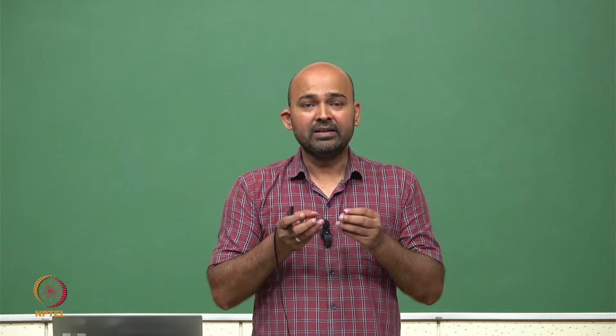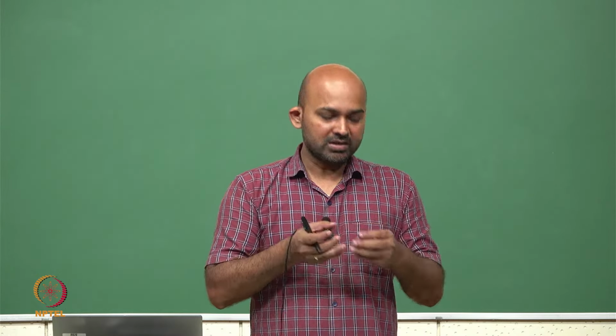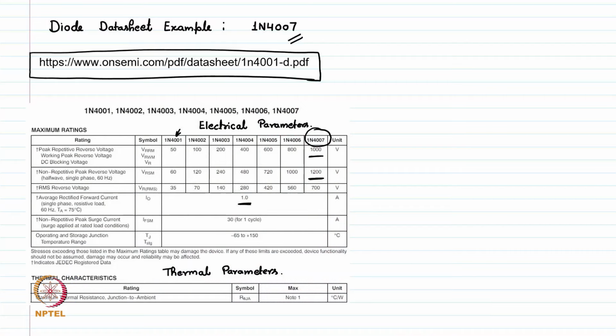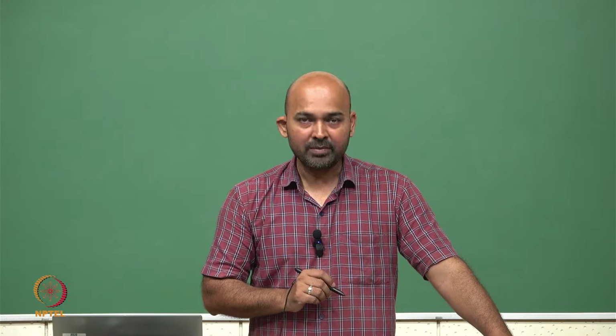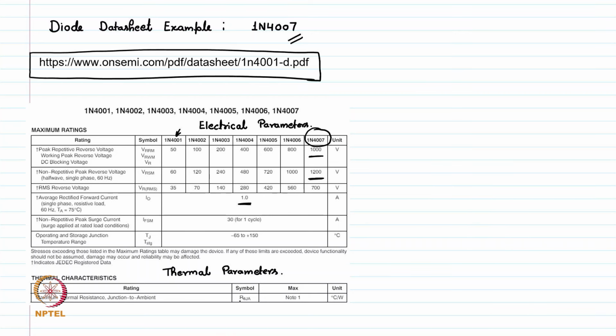So, how much heat can this diode handle? This is specified by these thermal parameters, and this is what we know as the junction temperature. How much maximum temperature, or junction temperature, can it withstand to work reliably in a circuit? This is given by the thermal parameter. The symbol of this parameter is R theta JA, and this specifies the junction to ambient maximum thermal resistance, and the maximum rating of this is given in note 1. So, this we are going to see next.